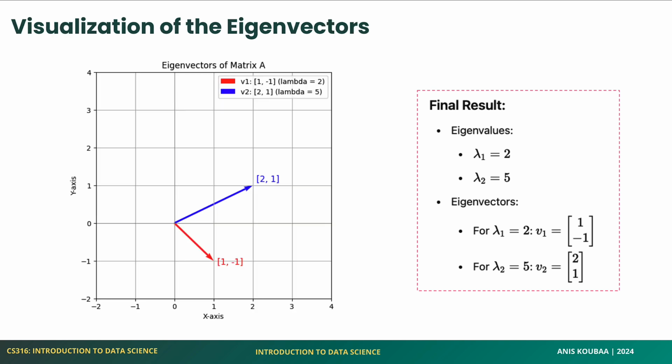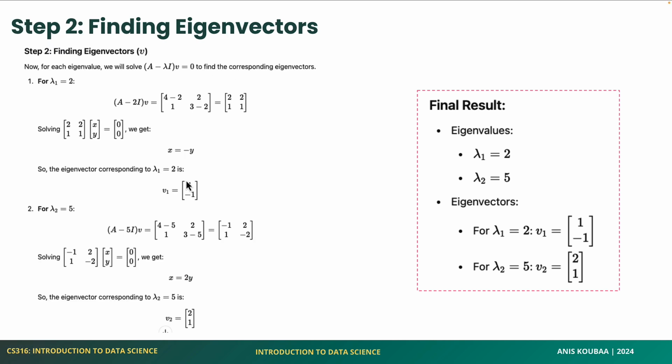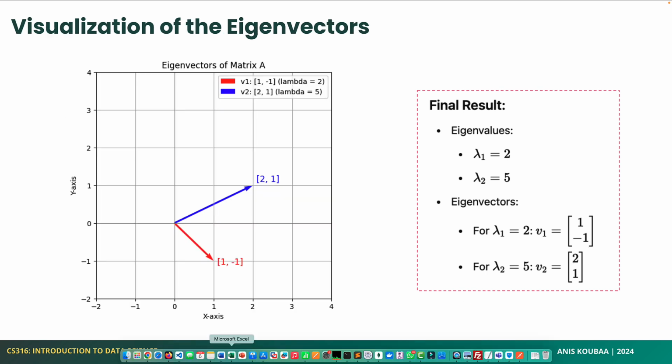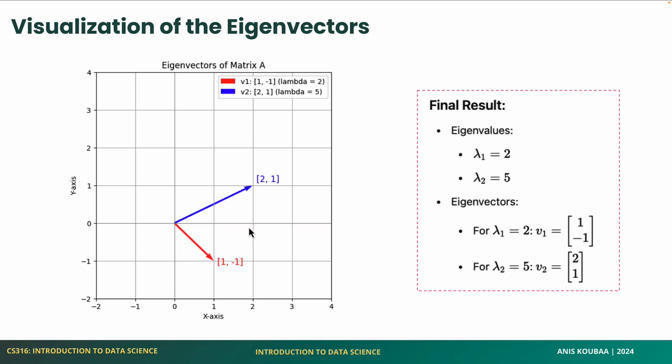So this is the visualization of the eigenvectors. We calculated 2 eigenvectors, (1, -1) and (2, 1), and they are visualized as such in a two-dimensional plot. So what does it mean now? What's the meaning of these vectors? If they are multiplied by the matrix, they will only be scaled, one by 2 and the other one by 5. Not the whole thing. Okay?